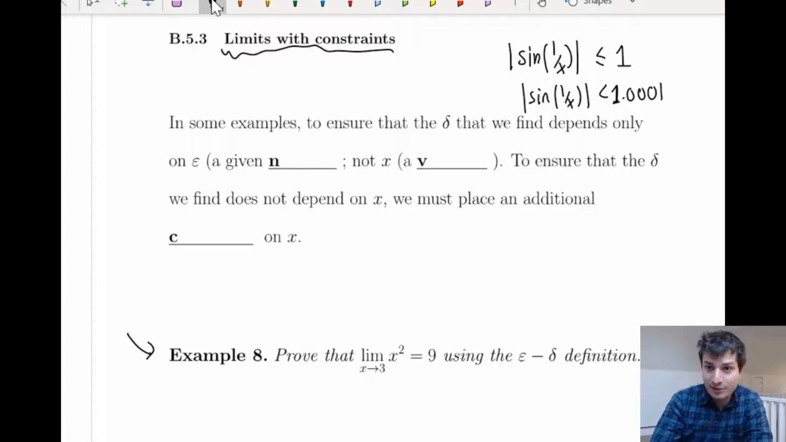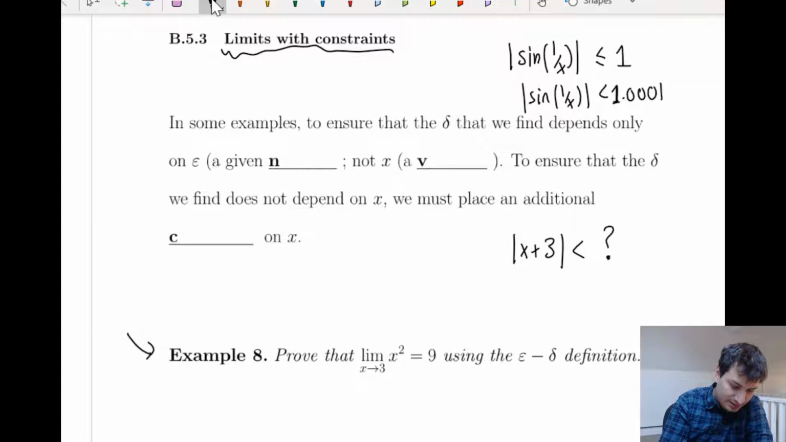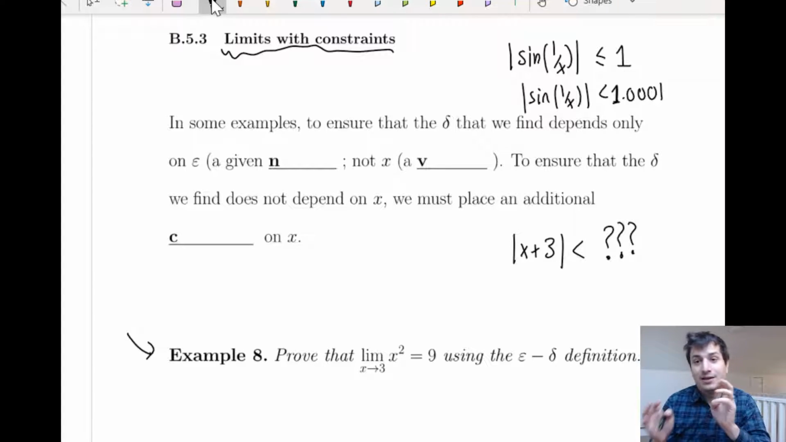In this example, we're going to do the same thing. It turns out the nasty function is going to be absolute value of x plus 3. So we're going to want to find something to upper bound x plus 3. Absolute value of x plus 3 is less than something. And if we do that, then we can replace it out just like we did in example 7.